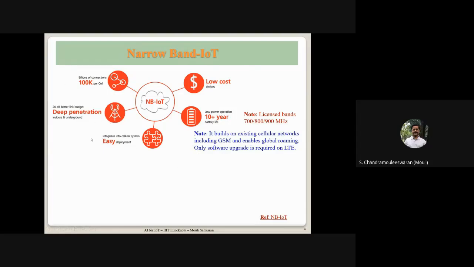By now you might have read this also. So you can have 100K devices per cell.